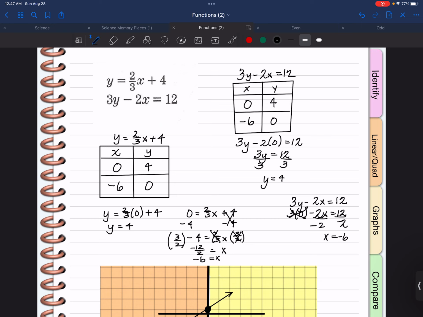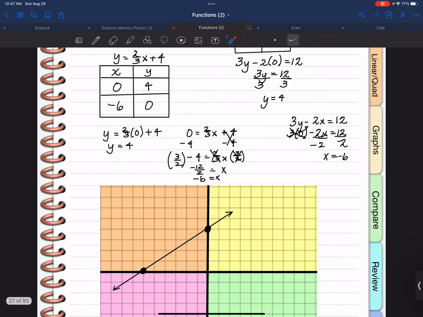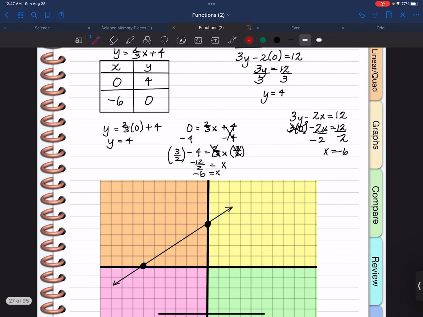Now hopefully you notice these are the same. So the second equation is going to lie right on top of the first one. They're exactly the same line. It's just two ways of saying the same line. This is called a dependent function. I'm sorry, a dependent system. When you have exactly the same graph for both of your equations, you have a dependent system.